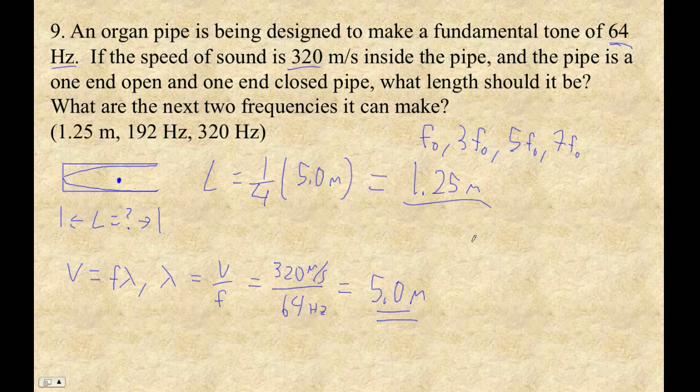So the next would be 3 times 64. 3 times 64 is 192 hertz. And then 5 times 64 would, of course, be 320 hertz. If that makes sense to you, you can stop there. I'm going to show you why this is in a moment.